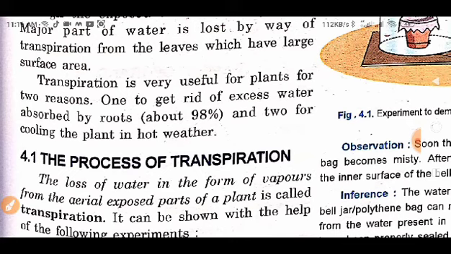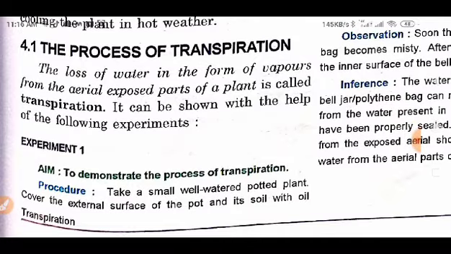Transpiration is very useful for plants for the two reasons. One, to get rid of excess water absorbed by roots, about 98%, and two, for cooling the plant in hot weather. So there are two significance of this process for a plant. Now you have to learn about the process, how transpiration take place. The loss of water in the form of vapors from the aerial exposed part of the plant is called transpiration.